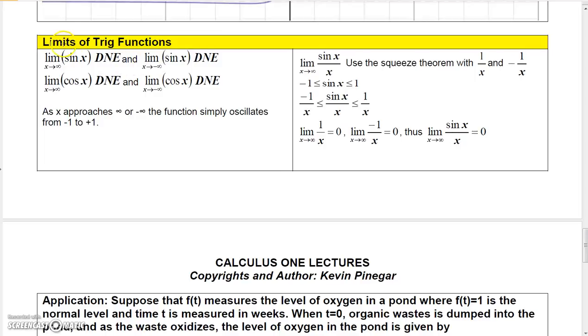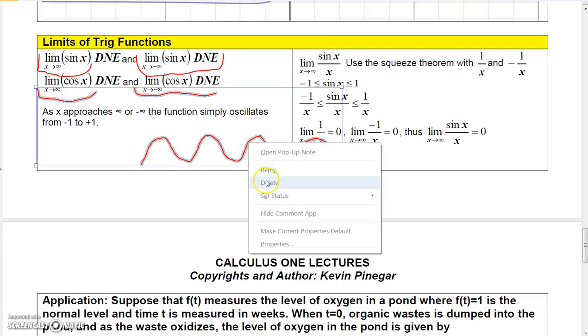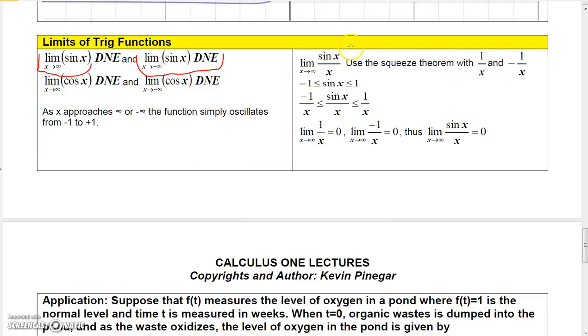Okay, what's interesting about the trig functions sine x and cosine x is that their limits as x approaches infinity or negative infinity do not exist. The reason is that you should be familiar with these trig functions. All they do is oscillate between 1 and negative 1, and they just keep doing that. So they don't approach any particular number, they just oscillate between negative 1 and 1.